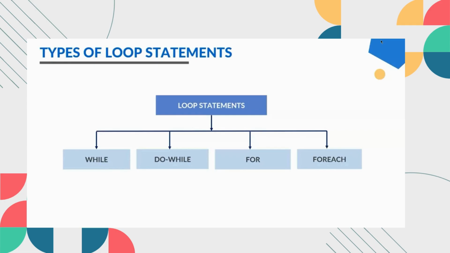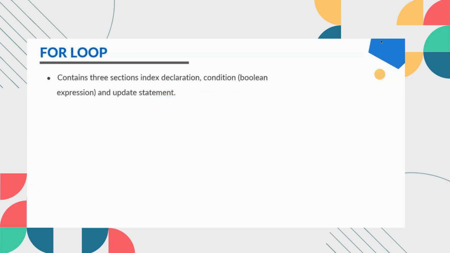The for loop contains three sections: index declaration, a condition that retains the Boolean expression, and an update statement. We can also understand it in better terms. There are three statements. First is the initialization of the iteration variable, then the condition on that iteration variable, and then increment or decrement of that variable.